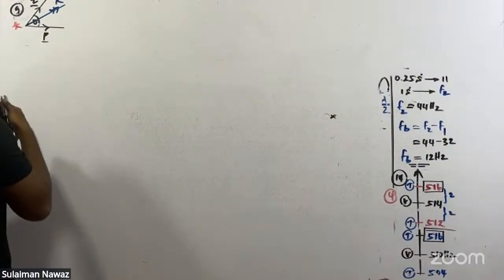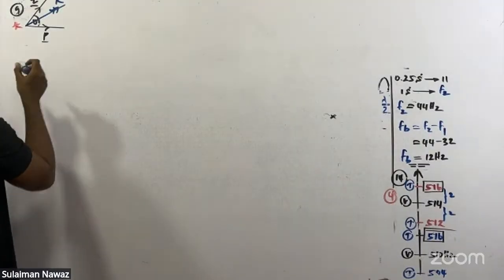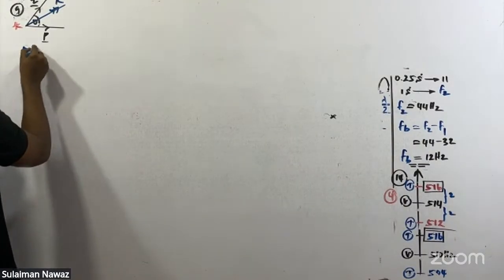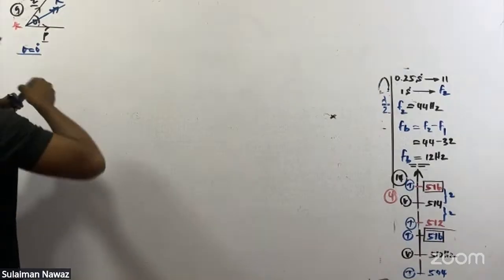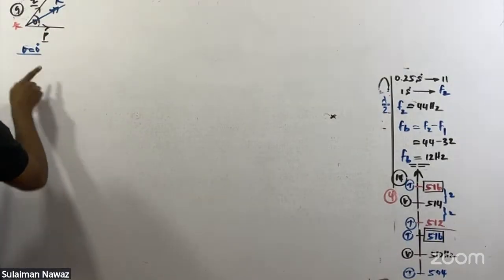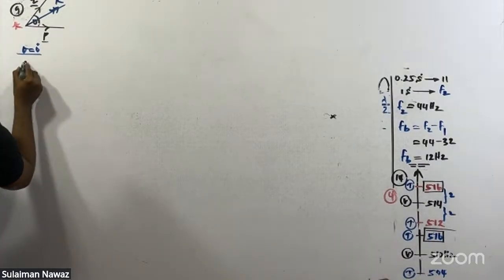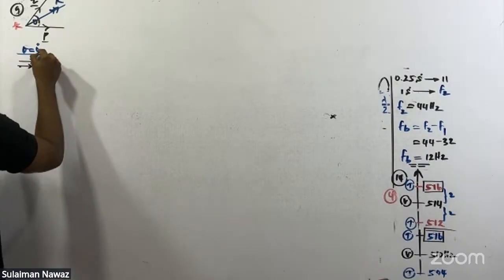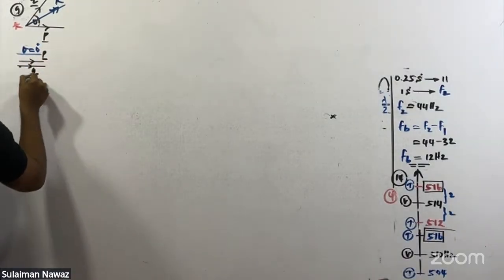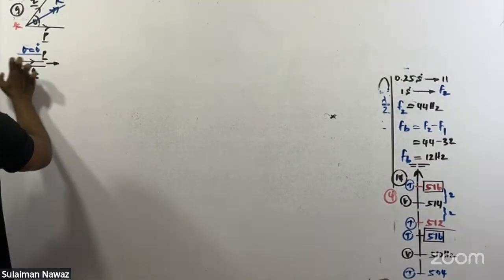When theta is 0, what will happen? Important short note points in vectors. When theta is 0, vector P and vector Q are in the same direction. Then remember, the resultant is maximum. When both vectors are in the same direction, the resultant is maximum.